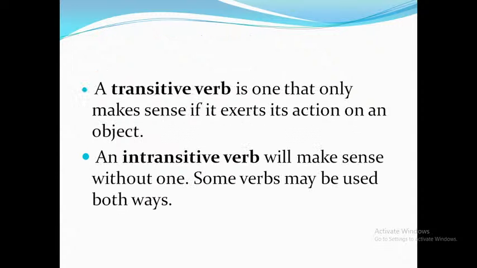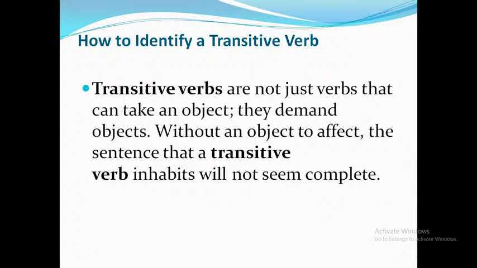Okay, a transitive verb is one that only makes sense if it is exerting action on an object. Next, an intransitive verb will make sense without one. Some verbs may be used both ways. Okay, so now we can understand more how to identify a transitive verb. Through examples we have to understand the same. Okay, so let me start this one.